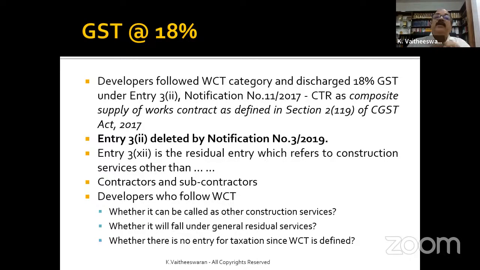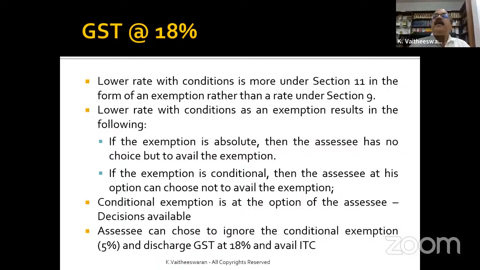And the peculiar thing is that in the part of the 3/2019 amendment, the entry for supply of works contract service itself was deleted. Entry 3, clause 2 was completely deleted. And you have a residual entry which refers to construction services other than what was specified above. So one can probably take a stand that the lower rate with conditions is more like a concession through an exemption notification rather than a rate of tax. So it's like an exemption from the parent rate to a lower rate subject to ABCD conditions.